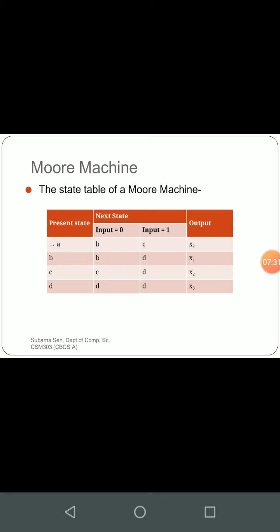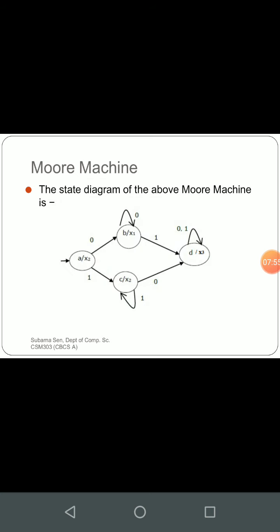Similarly for B, you can see it is moving to B for 0 input, moving to D for 1 input, and B is generating the output x1. In this fashion for C and D, you can consult the table and make this table. Not the diagram, sorry, this is the table initially given, so they are following this one. So using this table now we will draw the diagram.